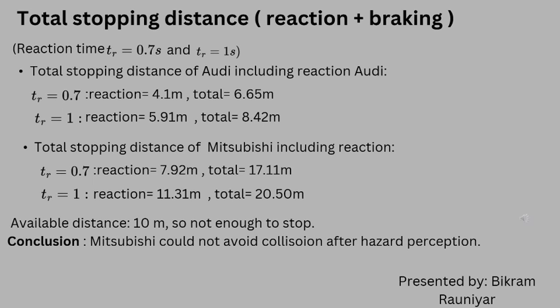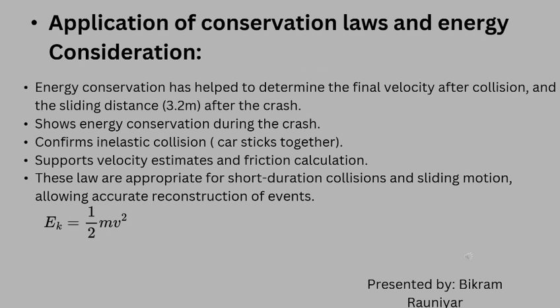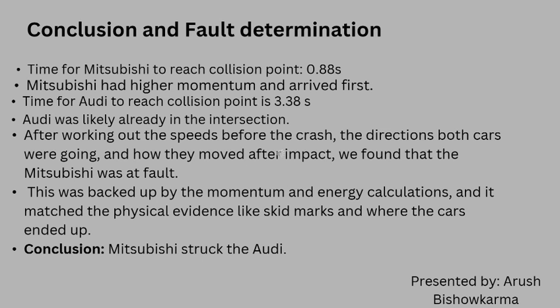Here are the applications of conservation of energy and momentum. It confirms the inelastic collision, the cars stick together, supporting the velocity, and this law applies for a short duration. Kinetic energy is equal to 1 by 2 mv squared. The final velocity after collision and the sliding distance is 3.2 meters after the crash. Finally, we found the Mitsubishi guilty. The Mitsubishi has a higher momentum and arrived fast. The Audi was likely already in the intersection, so the main conclusion is that the Mitsubishi struck the Audi.